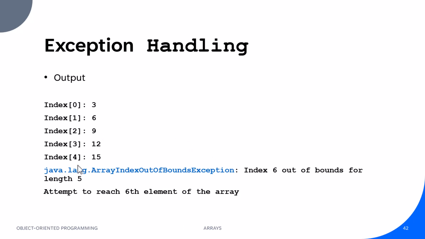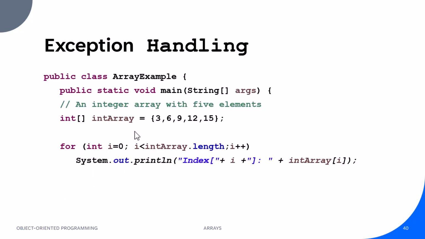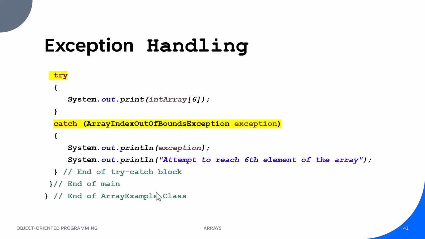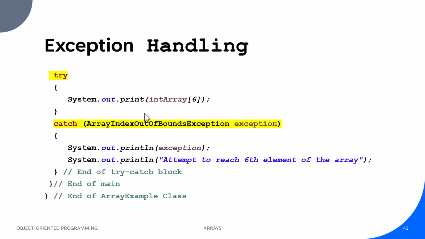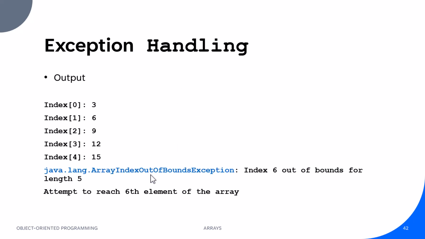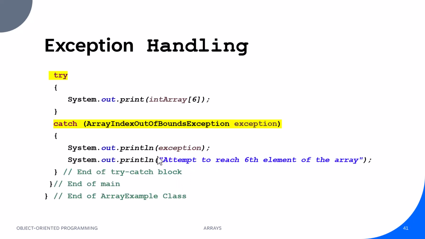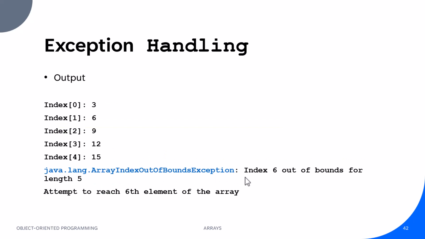Here is the output for the program. Remember that first we are printing the values of elements in the array, and here are the values of the elements in the array. Then when we try to reach the sixth element, an exception will be created, and the compiler will warn us with the exception. Actually, we are printing this exception. So this is what the compiler will print for us. And then we put a notice saying that we are attempting to reach the sixth element of the array, which actually created an exception.